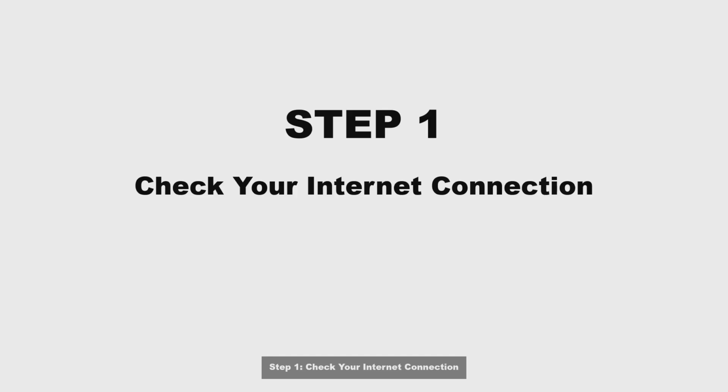If you're experiencing a streaming error on Sling TV, don't worry. Here is a quick guide to help you resolve the issue. Step 1. Check your internet connection. Ensure that your internet connection is stable and working properly. You can do this by testing other devices or running a speed test.